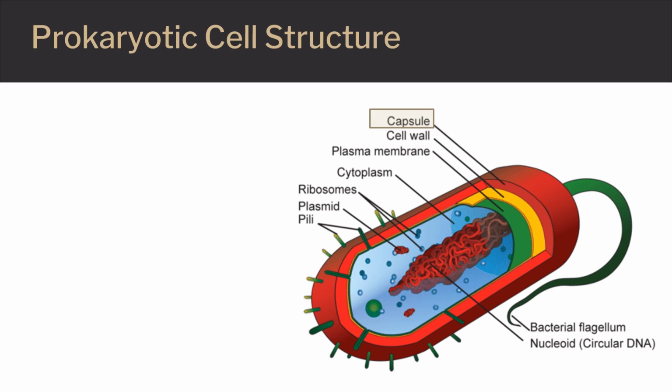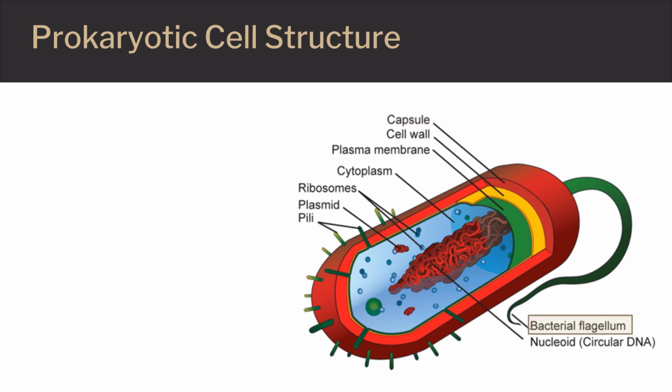Some bacteria are enclosed with a sticky outer coat called a capsule. This capsule provides protection while also serving as the sticky glue-like material that allows for prokaryotic organisms to attach to surfaces. Finally, flagella are long projections that allow for locomotion through a liquid environment.